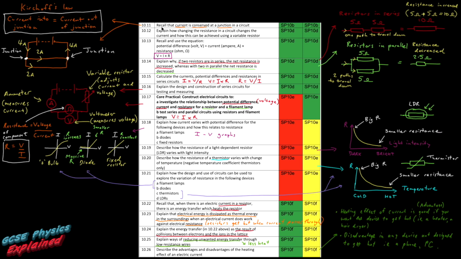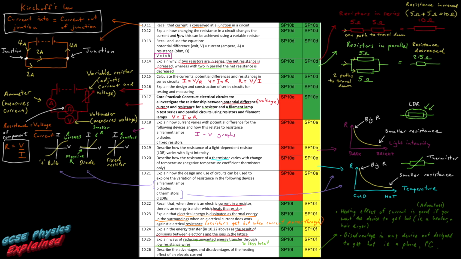10.11. Recall that current is conserved at a junction in a circuit. That's Kirchhoff's law, which basically says current into a junction equals current out of a junction. They'll often ask you, if 4 amps goes into a junction and 2 amps comes across here, how much is coming down there? So it's obviously 2, because what goes into a junction must come out. And same over here, 2 amps and 2 amps are joining back together and 4 amps are coming out.